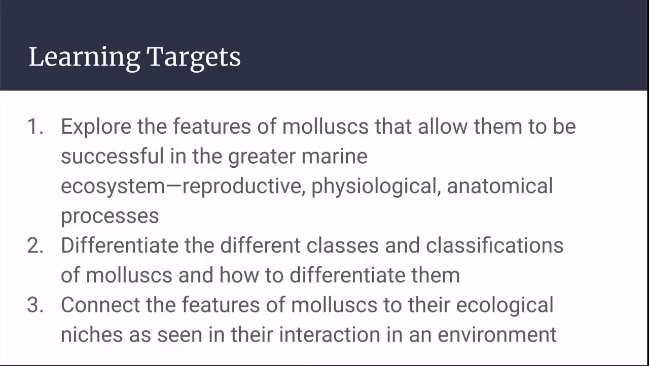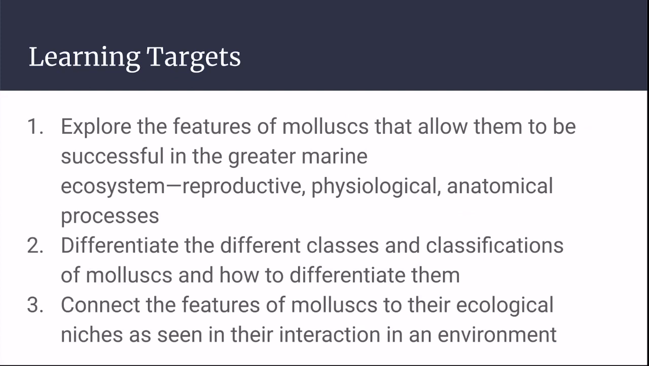Anyway, wrapping up, learning targets. We talked about the different features of mollusks that allow them to be successful, like their shells that protect them, the foot that they use to get around, and the mucus and snail trails that help them digest food and move, and how they reproduce. And then we differentiated between the different classes, so we can tell univalves and bivalves apart, because univalves have 1 shell and bivalves have 2 shells.